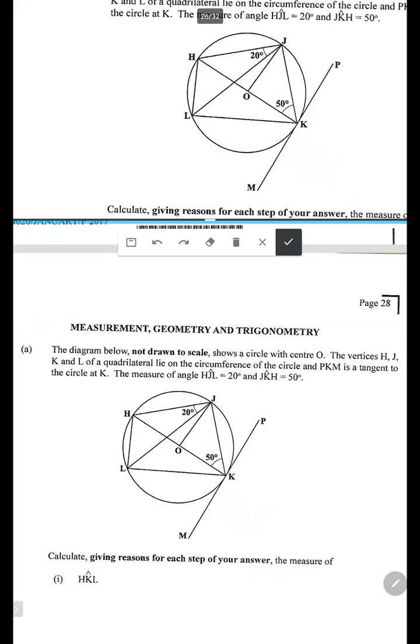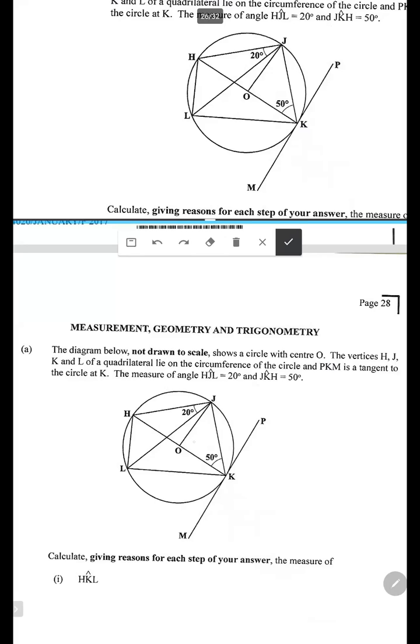And K is at the point of contact K. And then the measure of angle HJL is 20 degrees. We can see that. And the angle JKH is 50. And we can see that as well. Everything that they have said is in the diagram. All right. Question says, calculate, giving reasons, the measure of angle HKL.